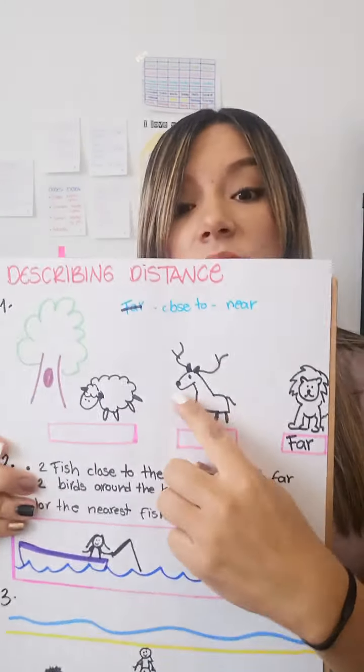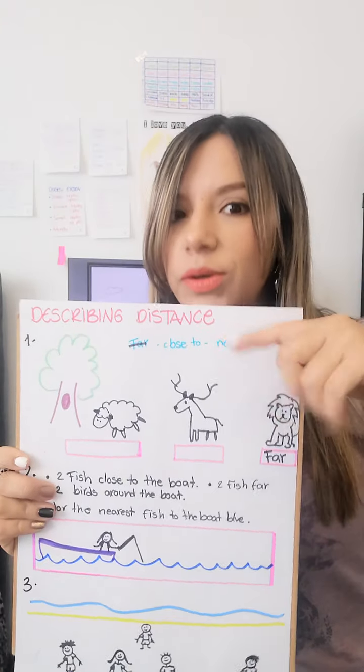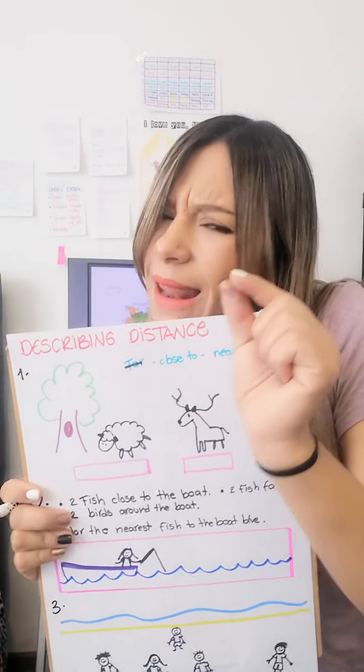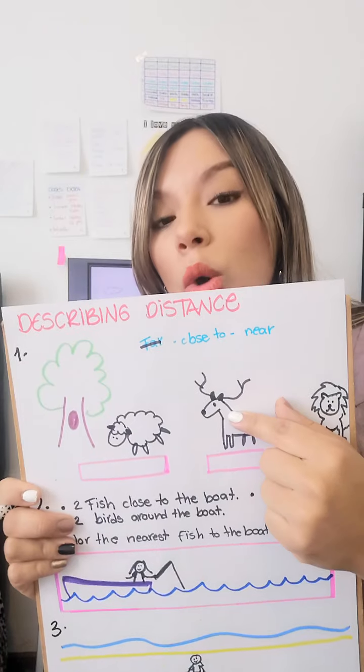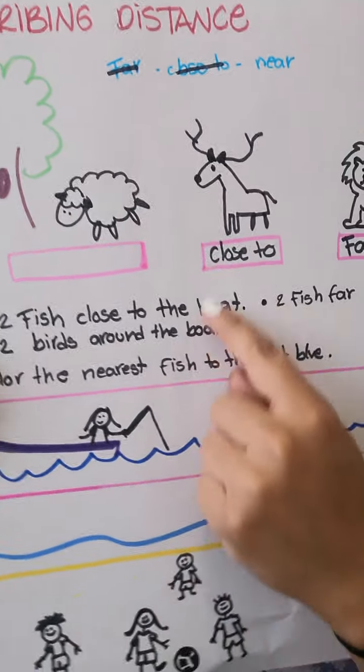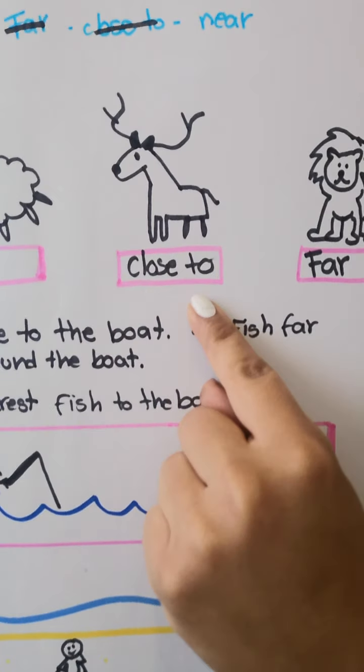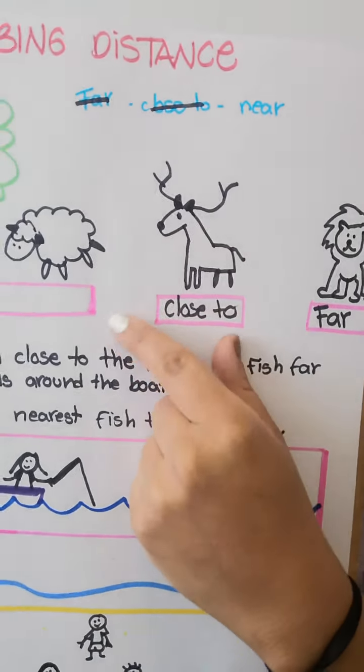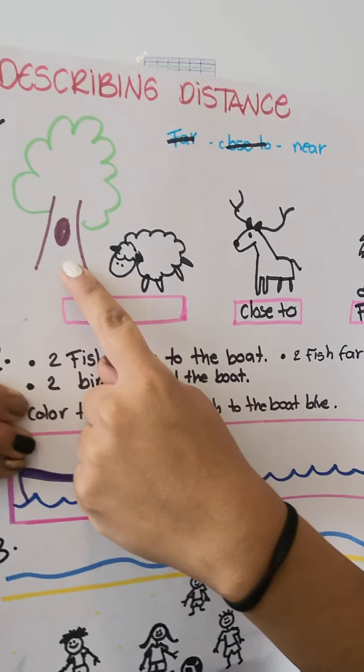Yes, I think the deer is close to the tree, but not very near. No, it's close to the tree. So let's write down close to and cross it from the box. Close to. The deer is close to the tree.